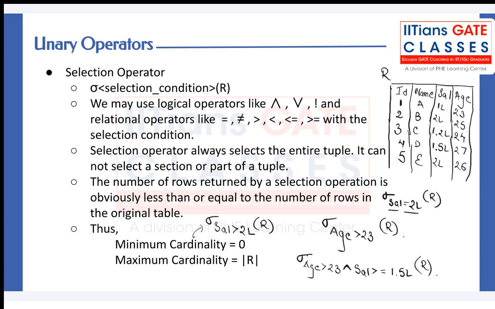You may negate the above one, right? Which is salary greater than 2 lakh. Salary is less than or equal to 2 lakh. You'll get all the rows that are there in the table. So sigma salary less than or equal to 2 lakh of R. Salary greater than or equal to 1 lakh is also one good example that you have. You may fill your notes accordingly, whichever you feel best.